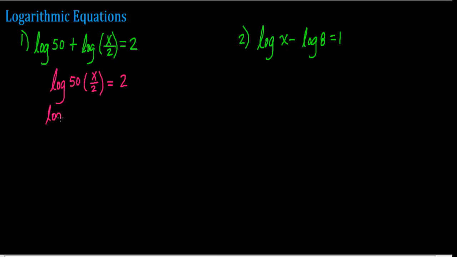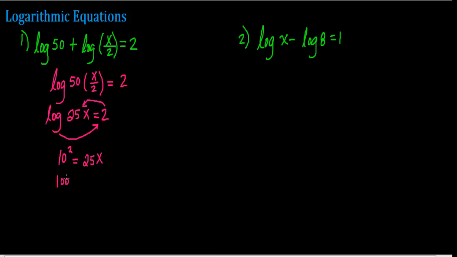So let's simplify this multiplication. 50 times x is 50x divided by 2, which is 25x, equal to 2. And now what else do I do? I'm stuck. So I say whenever you're stuck, change it to exponential. So we take the base of this log, we raise it to the second power, and we equal it to 25x. So this becomes 10 to the second power. Remember when there's nothing written as the base? That's a 10.